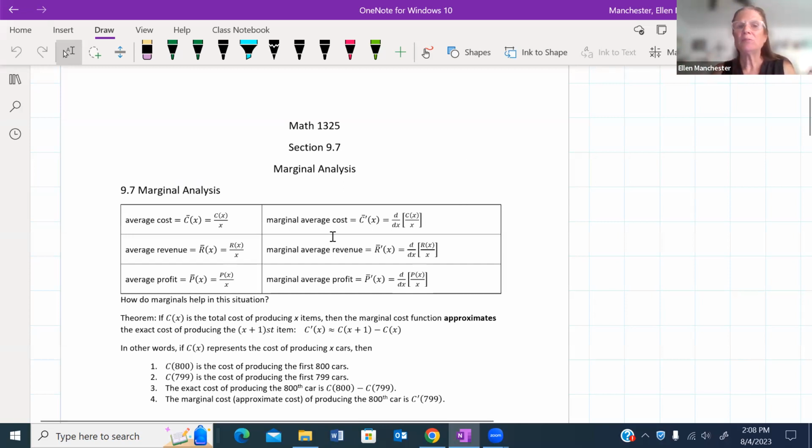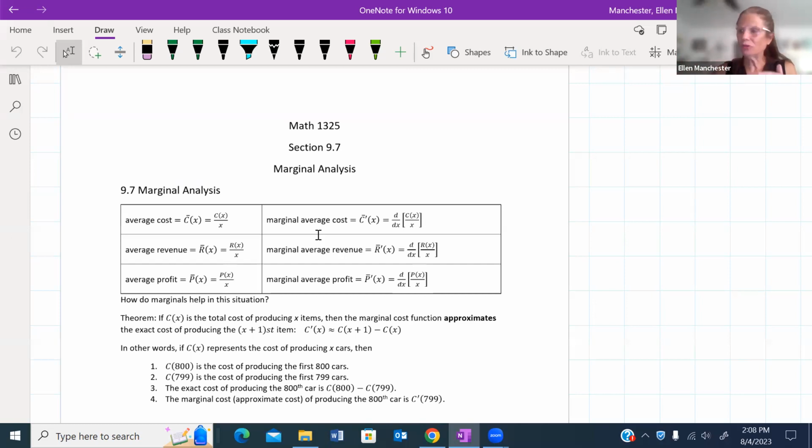And then we add in marginal average cost. So all that means is how is the average cost changing? Is it increasing? Is it decreasing? How is the average revenue changing? And then marginal average profit is how is the average profit changing?